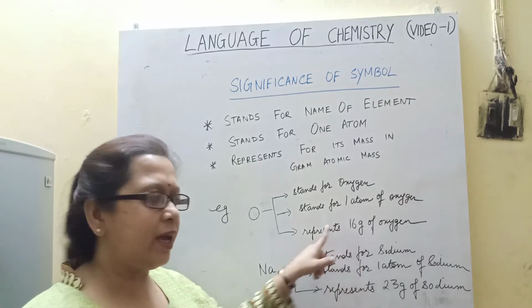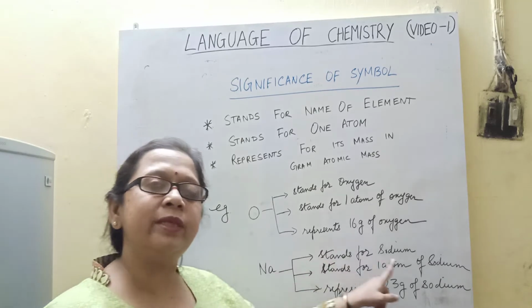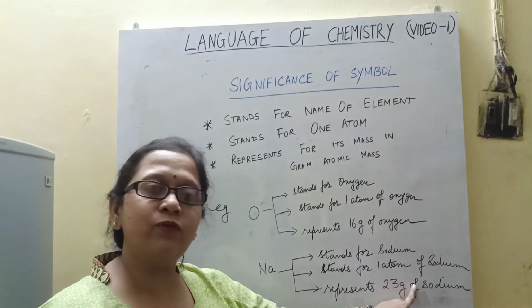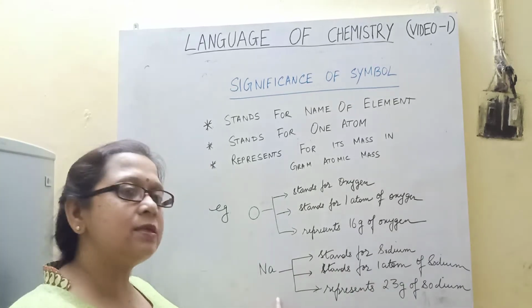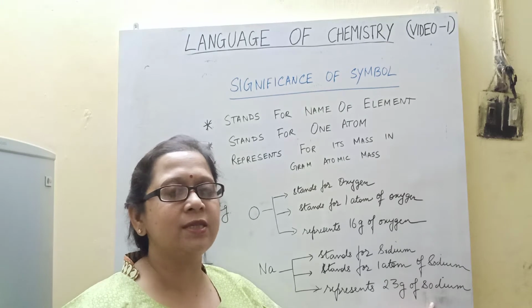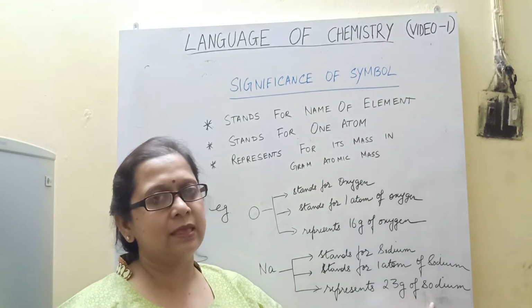In the same way, if I take Na, it stands for the element sodium, and one atom of sodium, whose mass is equal to 23 grams, which is the mass expressed in gram atomic mass.